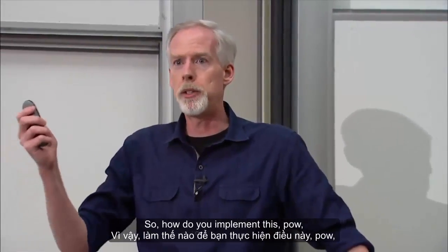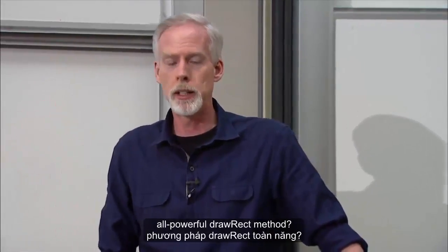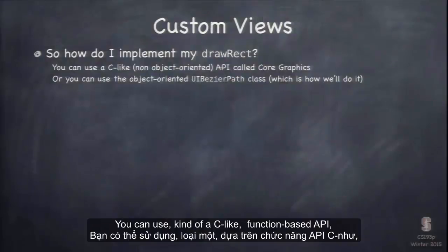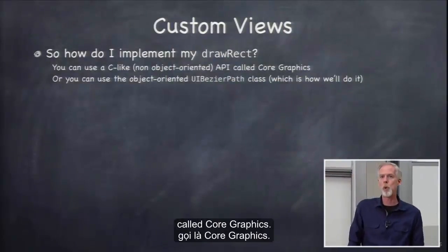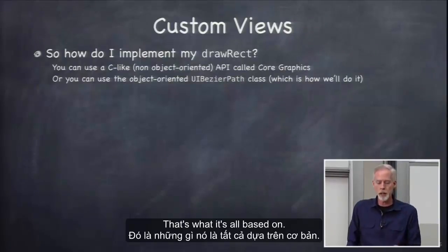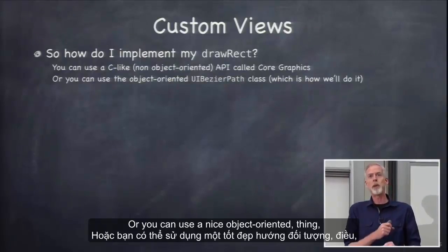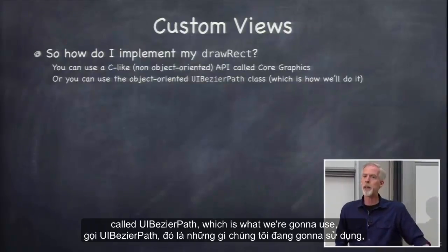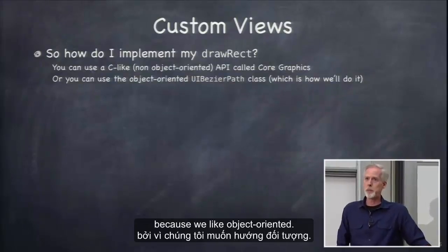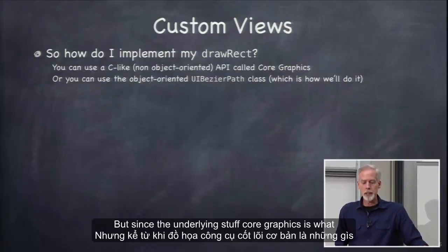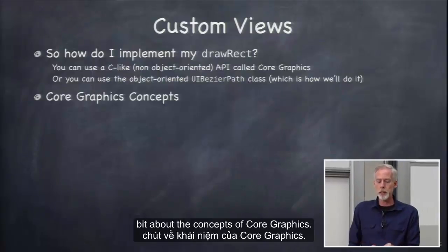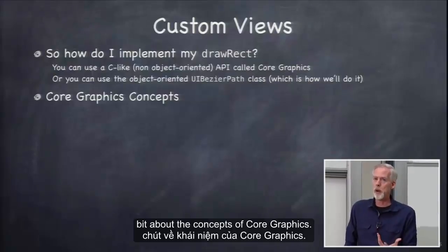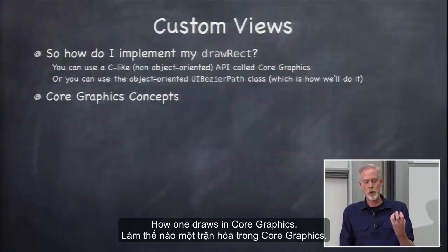So how do you implement this all-powerful drawRect method? You can use a C-like function-based API called Core Graphics. That's what it's all based on. Or you can use a nice object-oriented thing called UIBezierPath, which is what we're going to use because we like object-oriented. But since the underlying stuff, Core Graphics, is what UIBezierPath is built on, I'm going to explain a little bit about the concepts of Core Graphics, how one draws in Core Graphics.